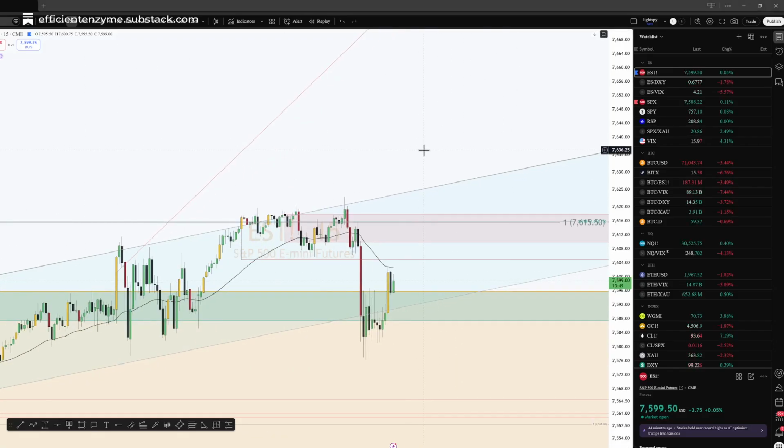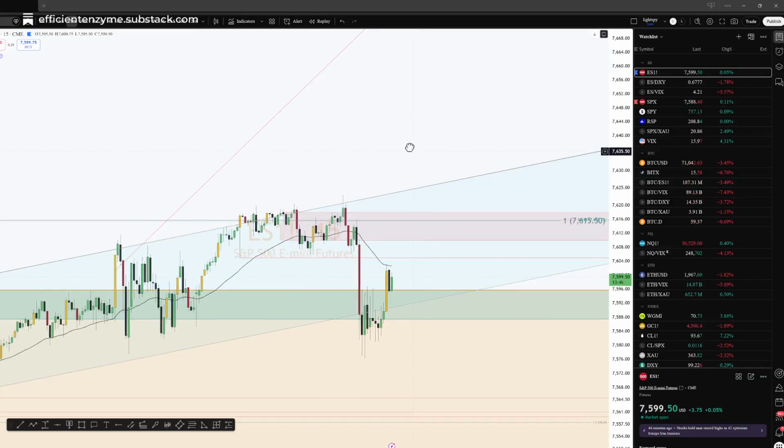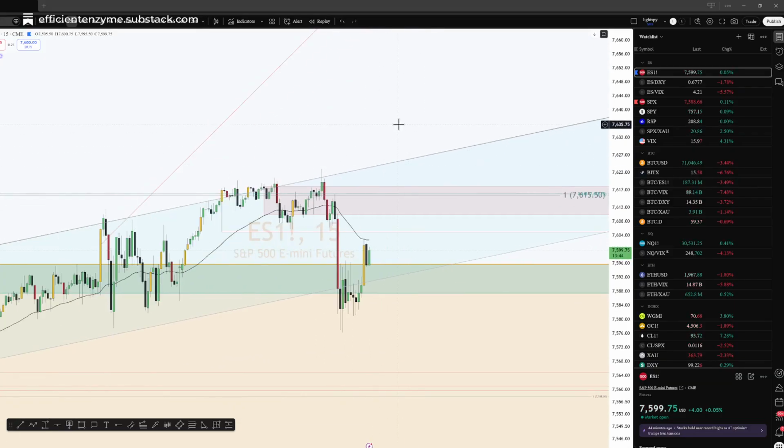Okay, so TradingView changed their font. That should be completely outlawed. This is ridiculous. Like, lodge a complaint.